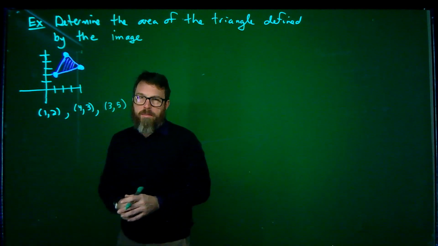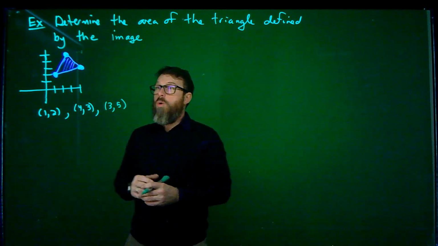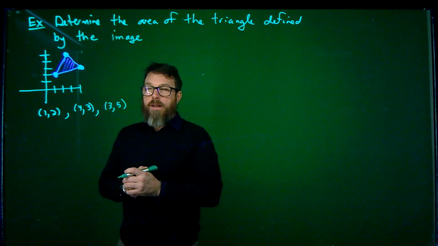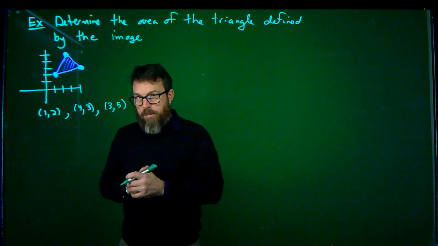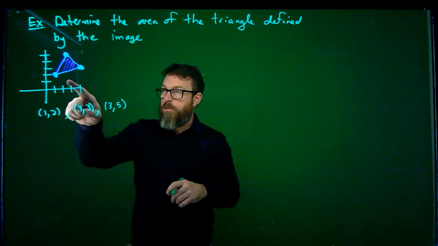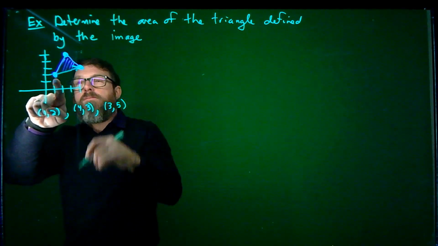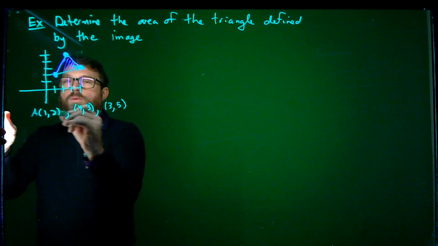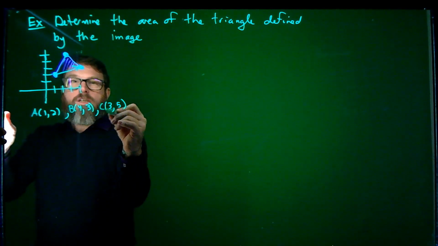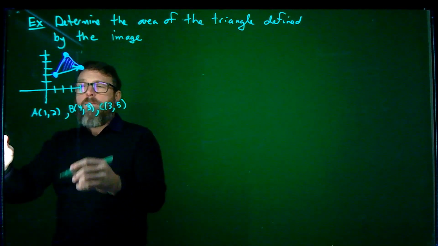So this triangle is defined by those 3 unique points. What I'm going to do is find 2 vectors coming from a common point. It doesn't really matter, so I'm just going to choose this bottom point. So I'm going to find this vector right here. This is going to be point A, this is going to be point B, this is going to be point C. So I'm going to find the vector AB.